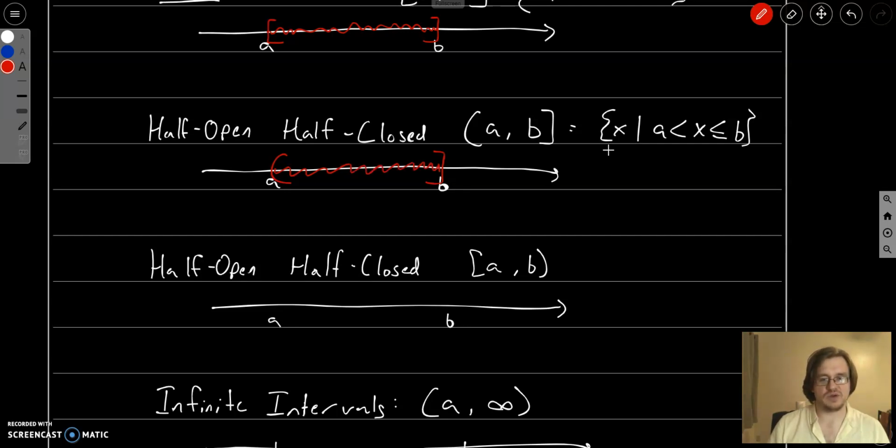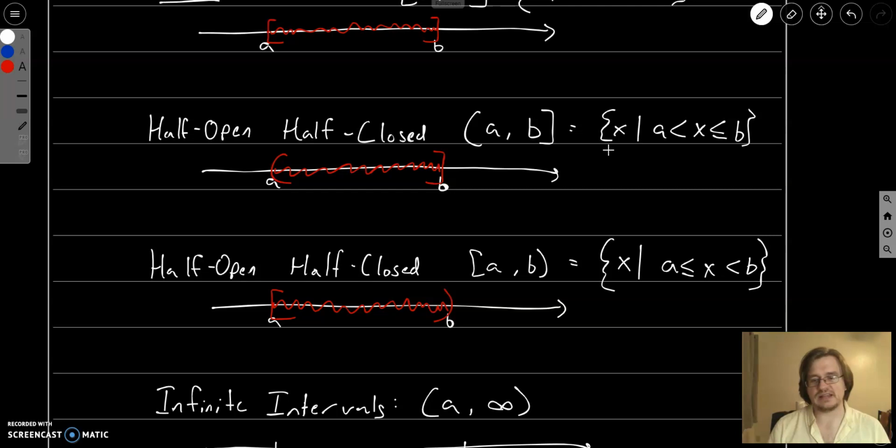Likewise, if we have the square bracket on a and a parenthesis on b, we will include a and not include b. So again, this interval will be everything greater than or equal to a, but strictly less than b, and not including b.